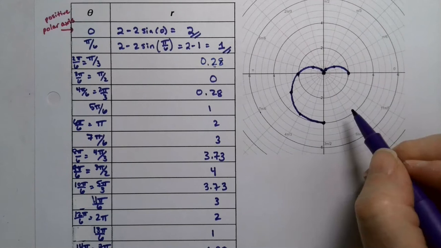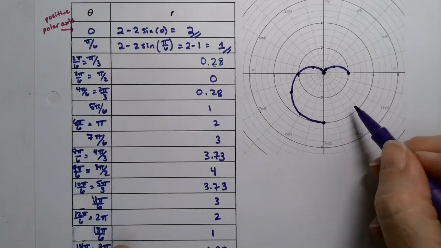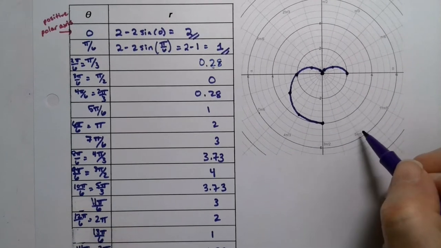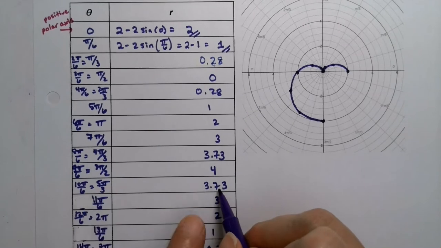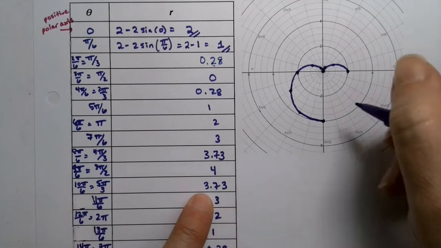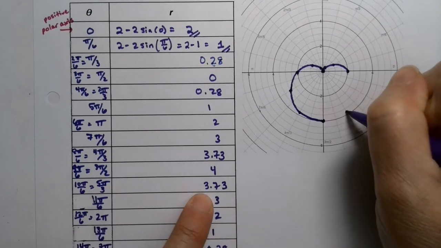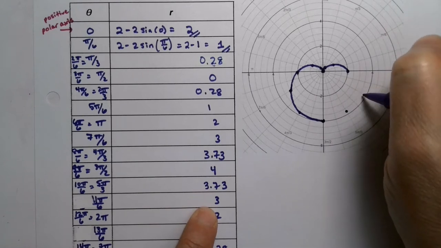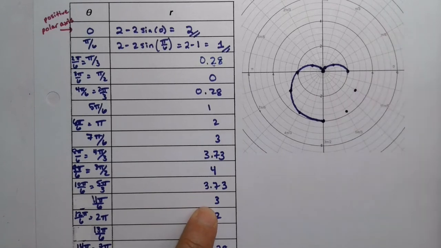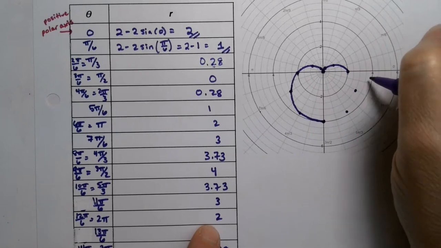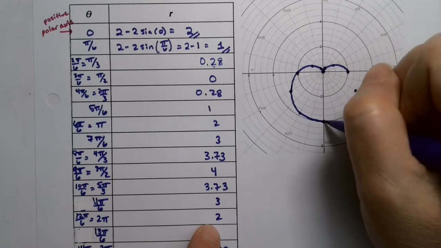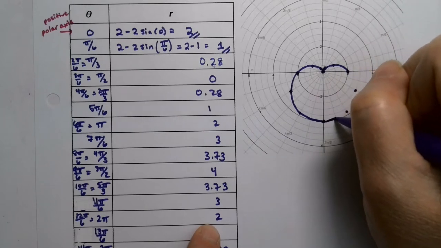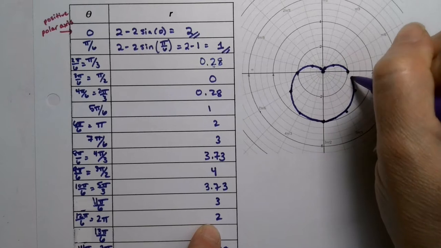Now at 5 pi over 3, which is right here, I want to be at 3.73. So back to 3.73. So that's right there. And then at 11 pi over 6, I want to be back to 3, which is this ring right here. And back at 2 pi, I want to be back at 2. So it's going to kind of swing around like that.